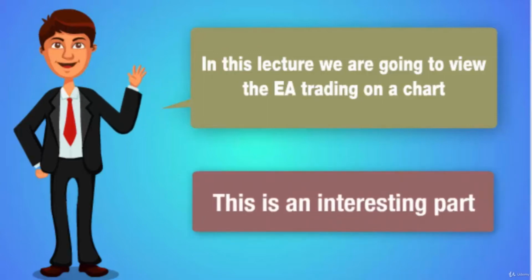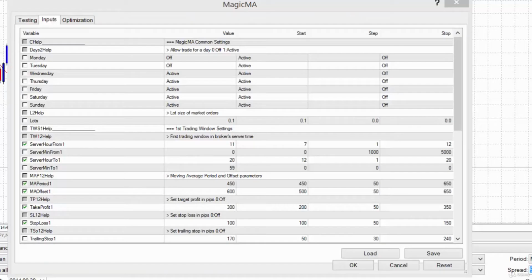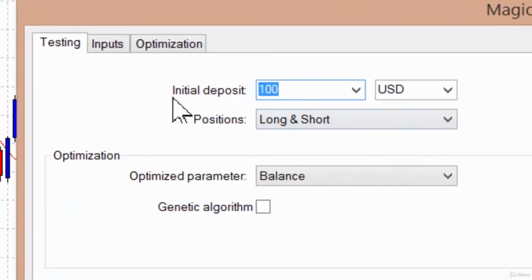In this lecture, we're going to view the EA trading on a live trading chart. So this is the interesting part. In our previous optimization, we came up with settings that generated $1,800. And what I've done is I've loaded those settings into the input section of the EA. Furthermore, we've determined that that income could be generated using an account of only $100. So what I've done is I've actually put $100 as our initial deposit.